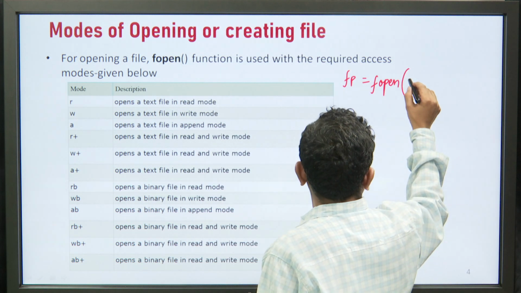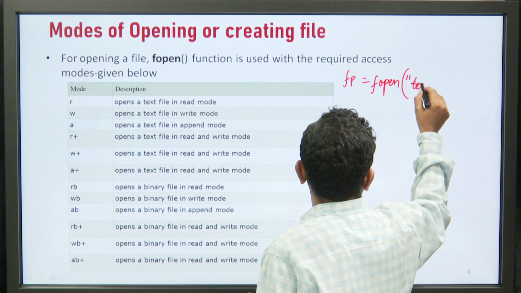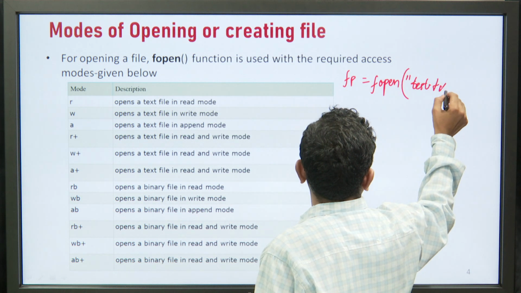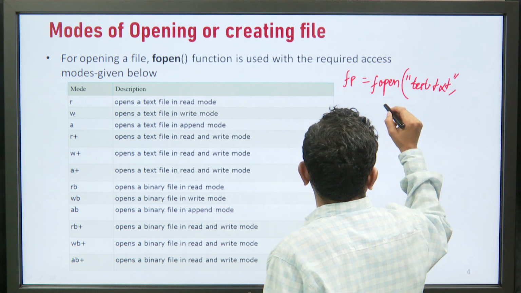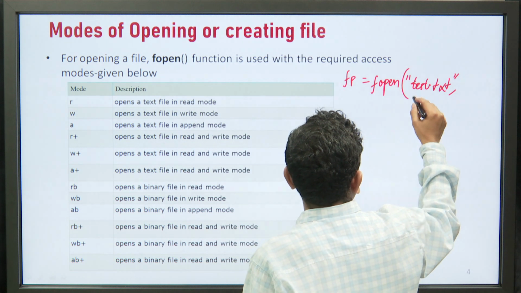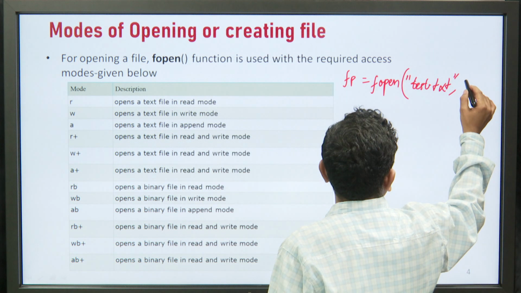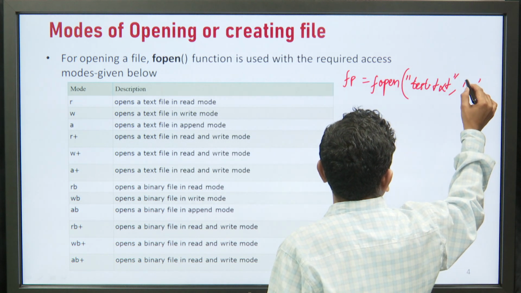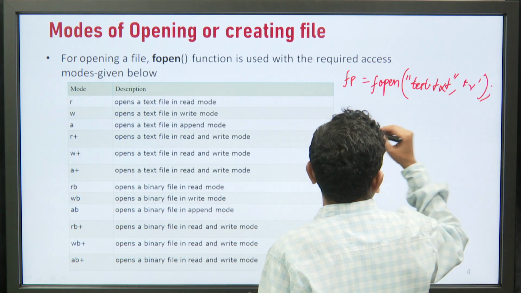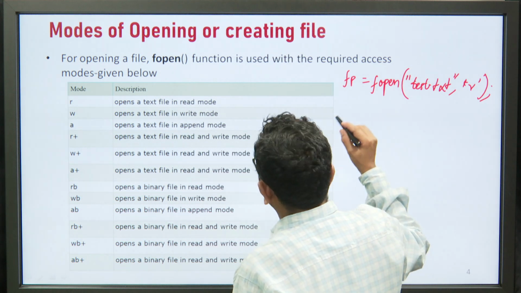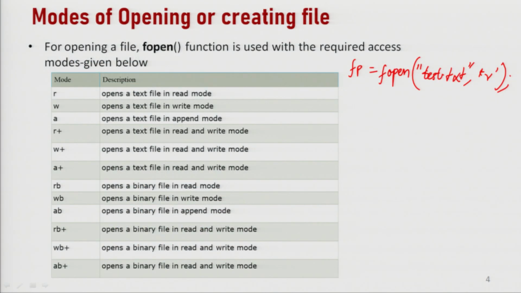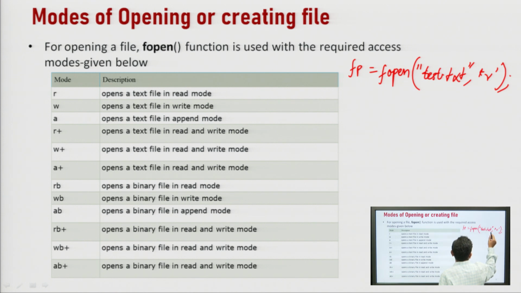Then the file, suppose the file name is test.txt, in double quotes. Now, the mode. If you want to open this file in reading mode, within quotes we will provide this mode over here. Now, just see what will happen if we open this file test.txt in reading mode. It will open this text file in reading mode. So, only reading operations can be performed and nothing else.